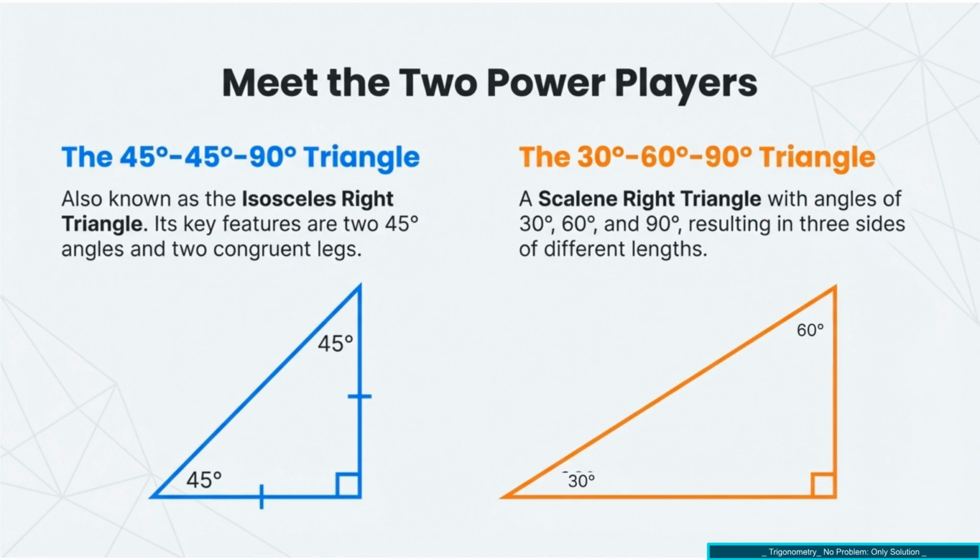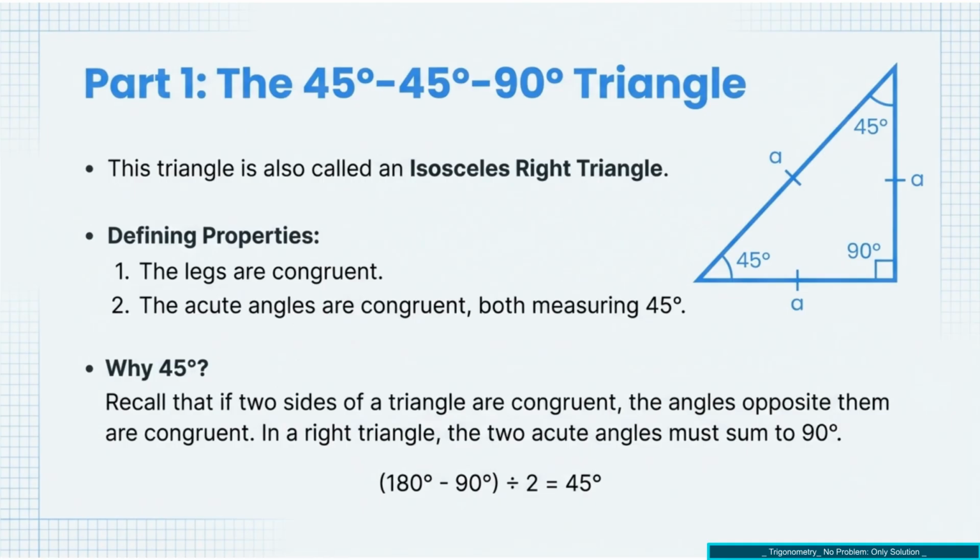We are focusing on two power players: the 45 by 45 by 90, or isosceles right triangle, with two congruent legs and angles, and the 30 by 60 by 90, a scalene right triangle with three sides of different lengths. Look at the figures, which illustrate these types of triangles. We will start with the first triangle.